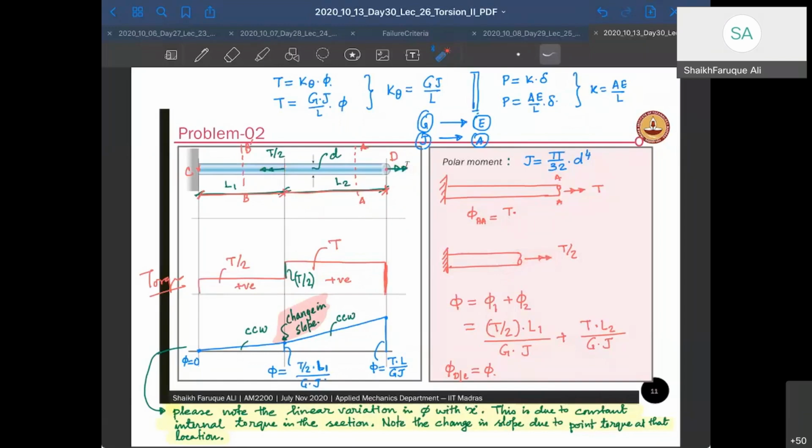All right. There is a jump here. Remember that wherever there is a jump, there has to be a load that is acting there. Whether it's an axial member, whether it's a torsional member, or it's a beam, anywhere. If there is a jump, the jump should be contributed by a force acting there.